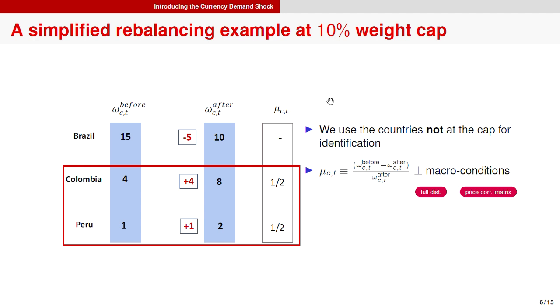So Colombia and Peru have to bring up their weights, not because they're doing better macro fundamentally in their own country, but purely because Brazil is having a macro fundamental shock in Brazil's economy. In other words, for the countries not at the rebalancing cap, that is Colombia and Peru in this table, the changes in their weights are not subject to their own macro fundamentals. And that's the key identification assumption we're exploring in this paper: we're using the changing weights of countries not at the 10% threshold, and we're claiming that their changes in weights, which drive capital flows and exchange rate movements, are independent of macro fundamentals in their country.